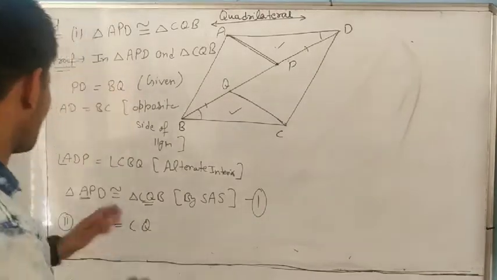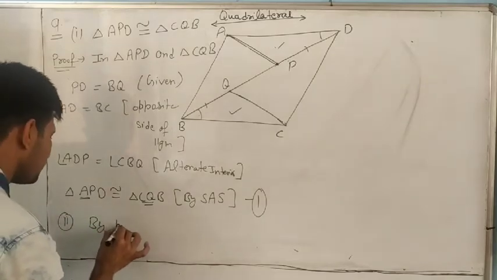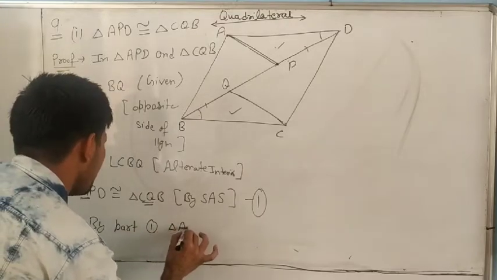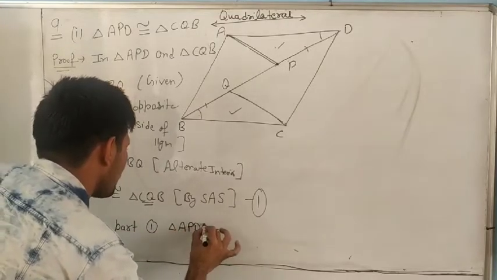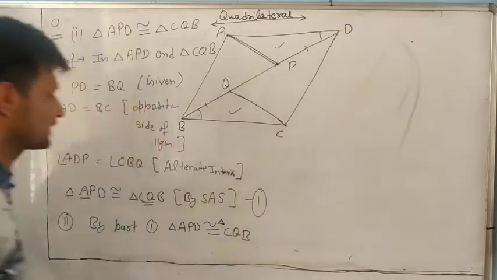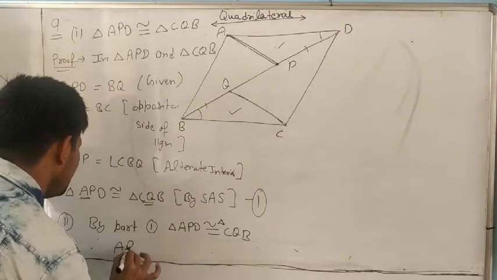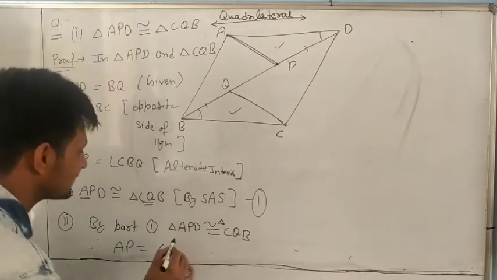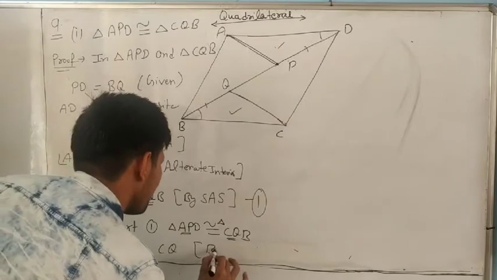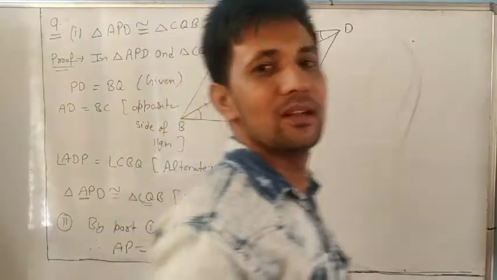Understand or not? So you can write in the second part, by part 1, triangle APD is congruent to triangle CQB. Always use the sign of triangle. Okay, they are congruent, so therefore AP equals CQ. You can check it. AP is first 2 and CQ is also first 2. So it means they are corresponding by CPCT. Understand? Very easy. Understand or not?